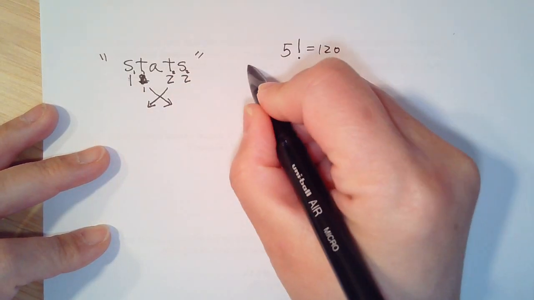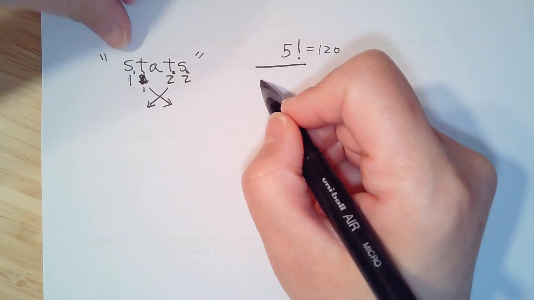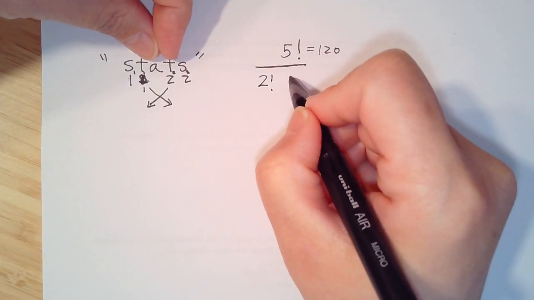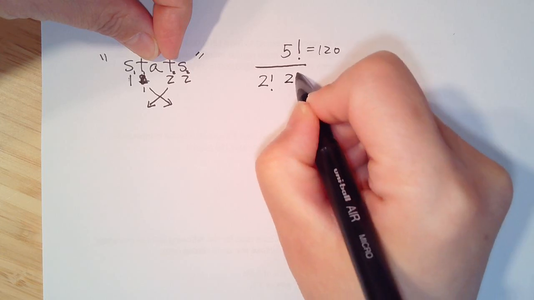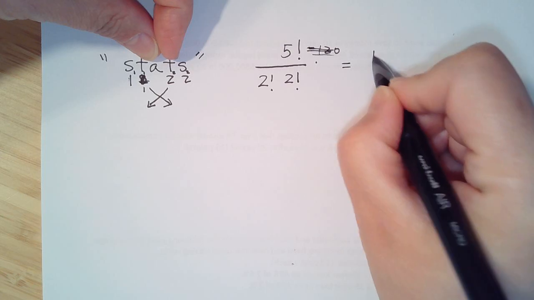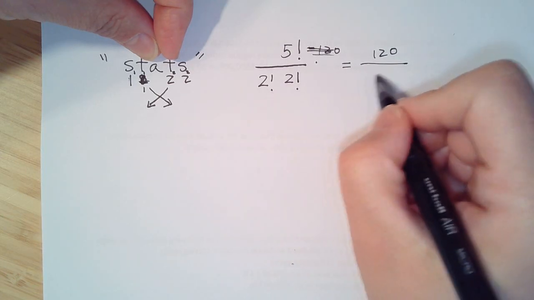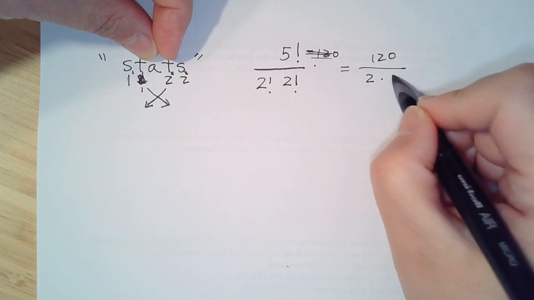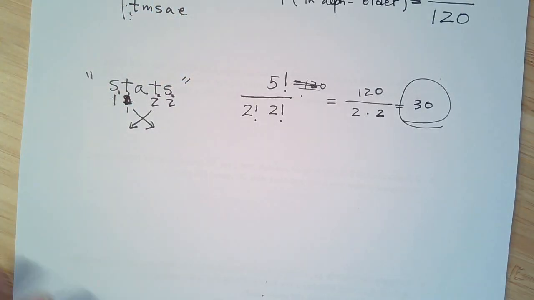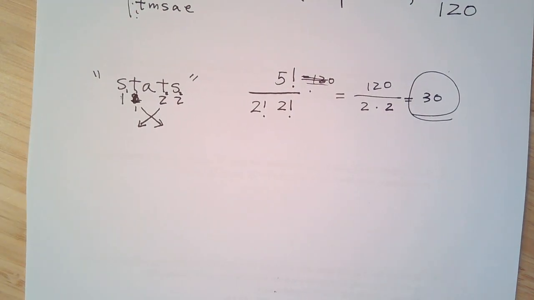So the answer will be 5 factorial divided by the number of repeats of this letter and divided by the number of repeats of the other letter. So that will be 120 divided by 2 factorial, which is 2 times 1, and 2 factorial again, 2 times 1. So the answer will be 30. It's much less than 120 because we do have repeats.